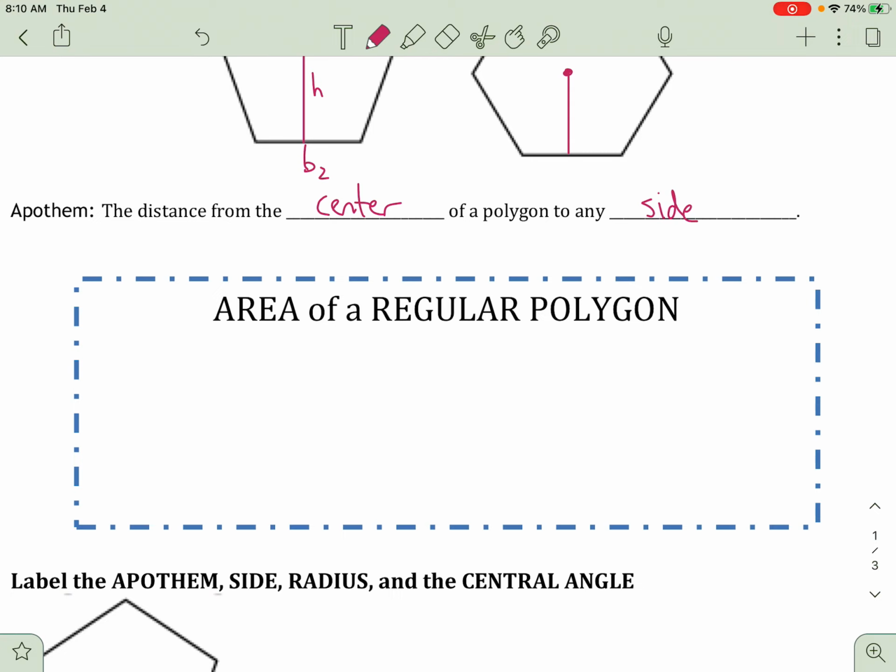So the area of a regular polygon, I'm just going to give it to you here. You will need to know it for the test. I'm not going to give it to you for the test until you try to write it down. Then, if you get it right or wrong, I'll mark it off and then give it to you.